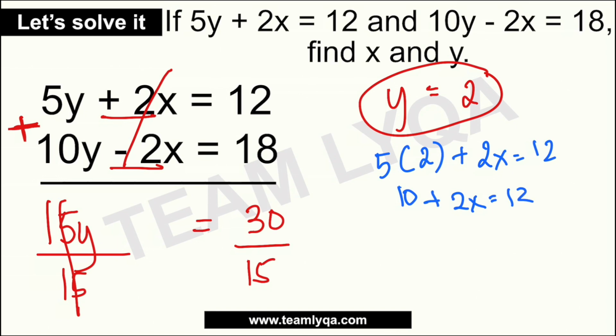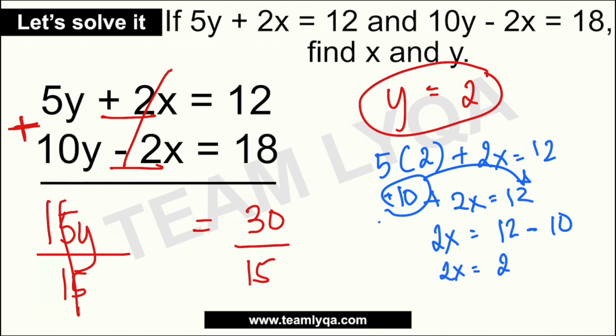Para makuha natin yung x, iwan natin siya sa isang side. So, magiging 2x is equal to 12 minus 10. Inilipat natin to sa kabila, so yung dating positive magiging negative. Again, ito yung sinasabi natin transposition. So, now you have 2x is equal to 2 kasi 12 minus 10 is 2.